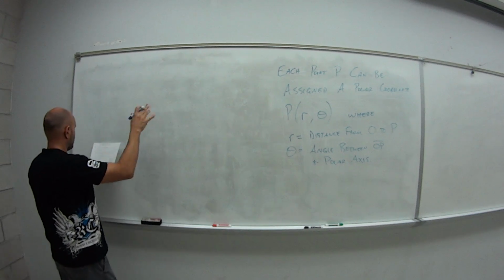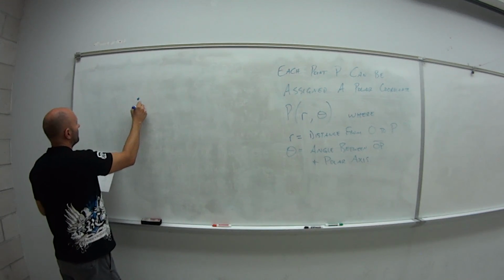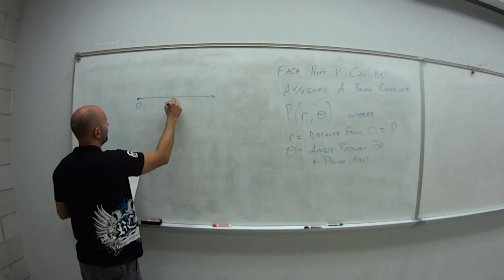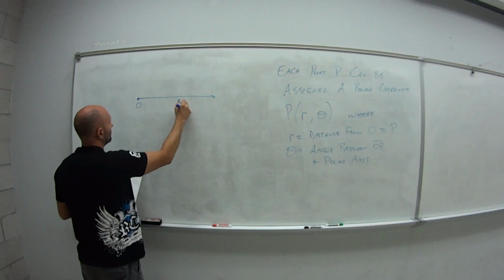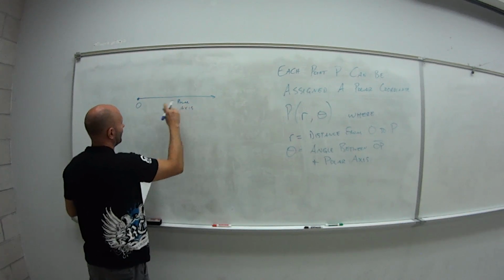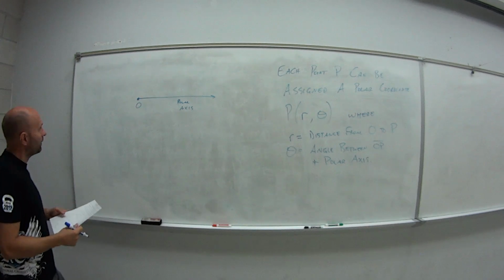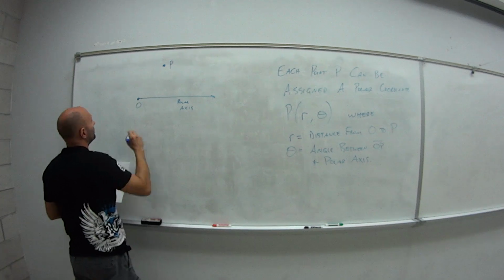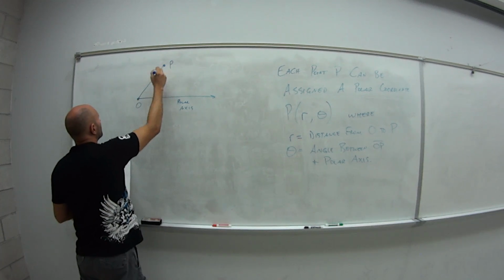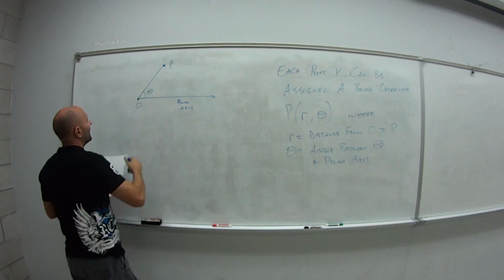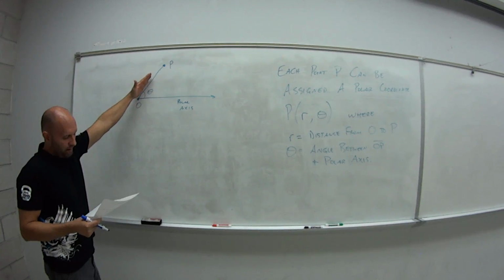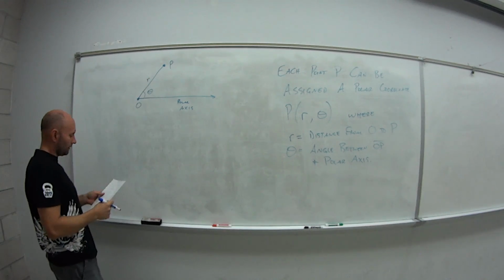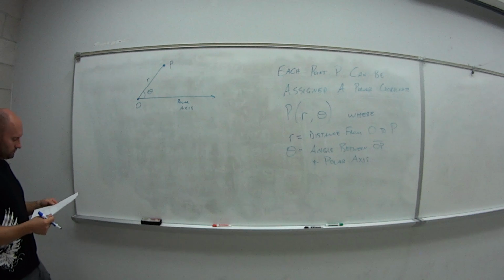So what this looks like in pictorial format is we have our point O, we have our ray, which is our polar axis. It's kind of like half of the x-axis if you want to think of it that way. Then we have some point out here, P. The angle from the polar axis to P is our theta, and the length of that line is r.